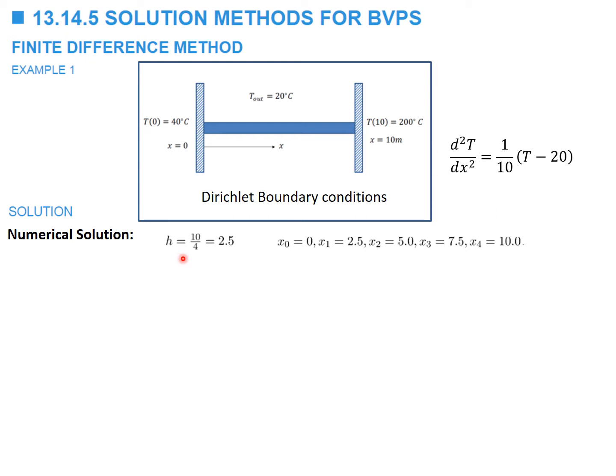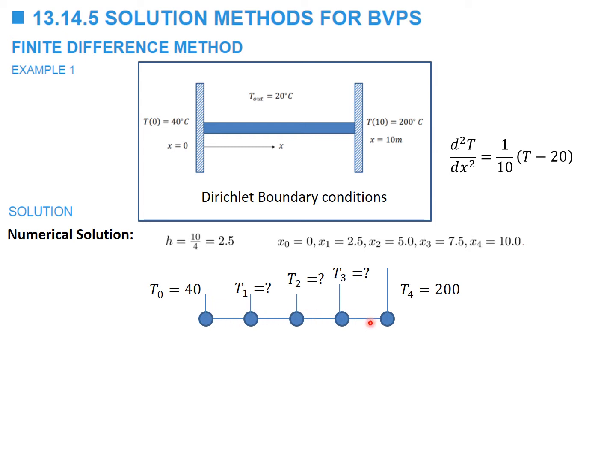So the domain is divided into 4 parts. The width of each part is equal to the total length divided by the number of parts, so 2.5, which means that x0 is 0, x1 is 2.5, x2 is 5, x3 is 7.5, and x4 is equal to 10. So the domain was divided into 4 parts, part 1, part 2, part 3, part 4. The value of x here is 0, here 2.5, here 5, 7.5, and 10.